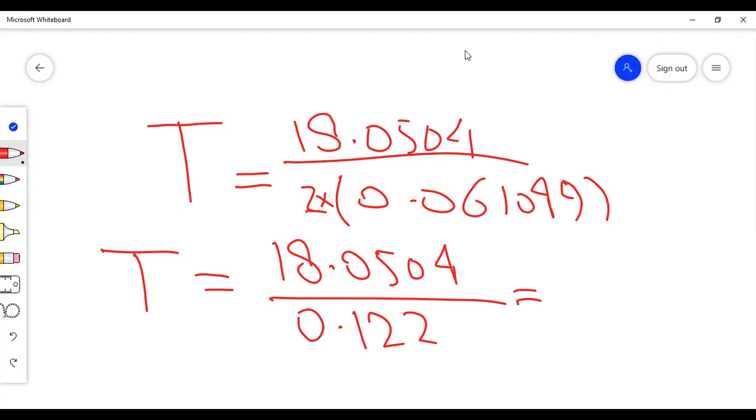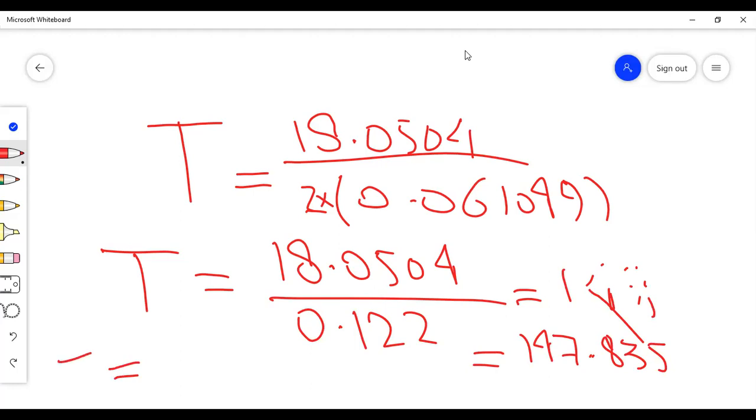147.95. So we can say 148. We are rounding off. So T is 148 Newton. So this was the question and this is the solution.